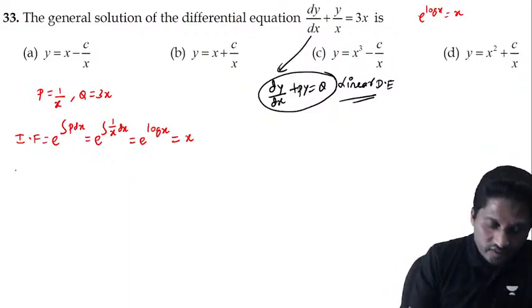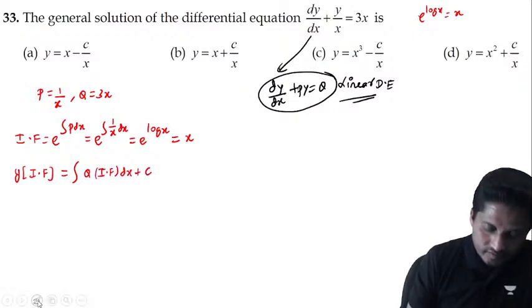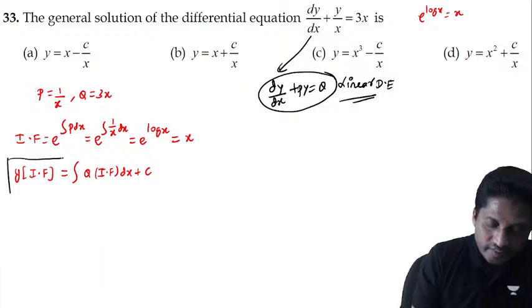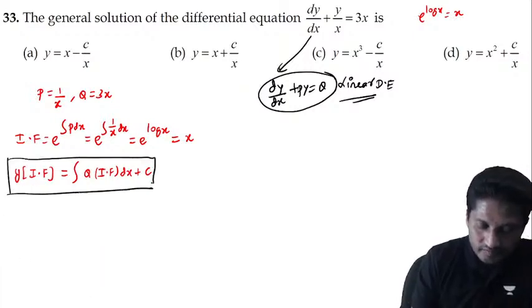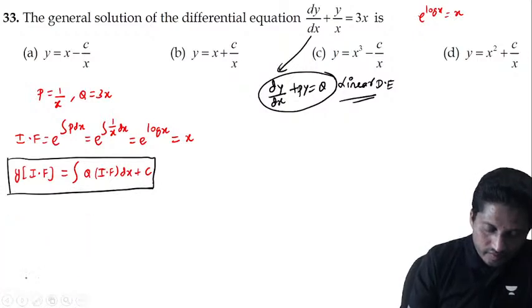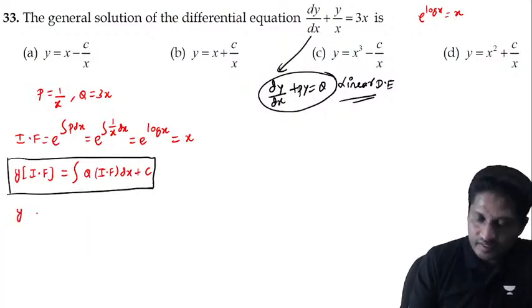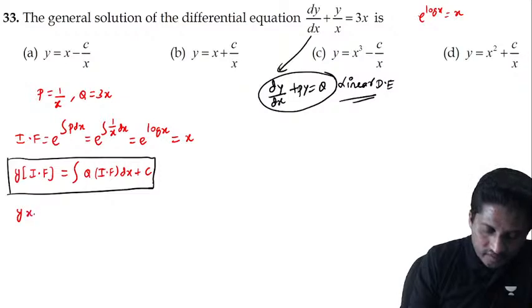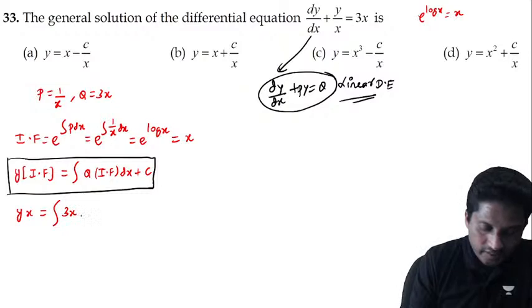Alright, now the solution is y into integrating factor is equal to integral q into integrating factor dx plus c. This is for dy by dx plus py is equal to q. Okay, so y into integrating factor x is integral q into integrating factor. Q is 3x into x and then dx plus c.